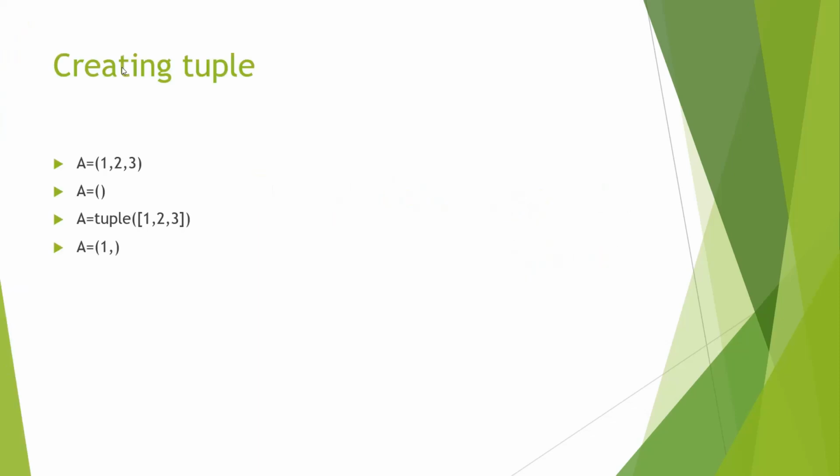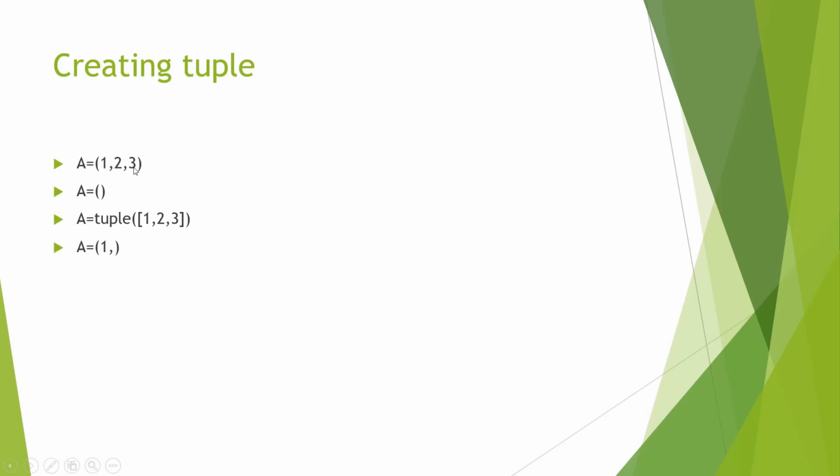Now the tuple data type is exactly the same as a list data type in Python, except the tuple data type is immutable. We cannot change the value in a tuple. That's the only difference. Now to create a tuple, we use parentheses. So here we're creating a tuple A and we're storing the values 1, 2 and 3.